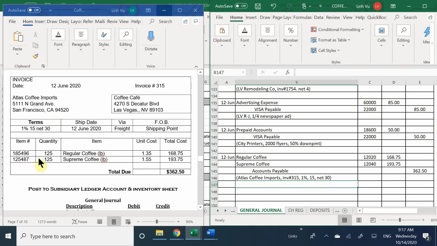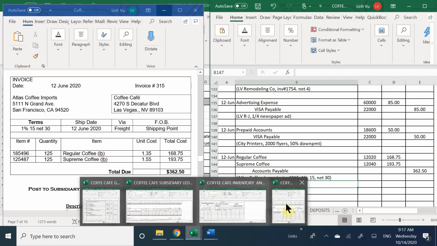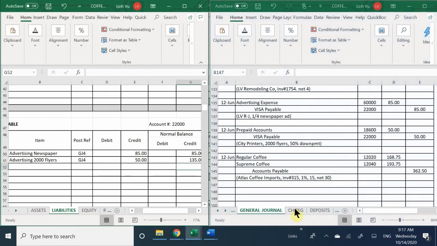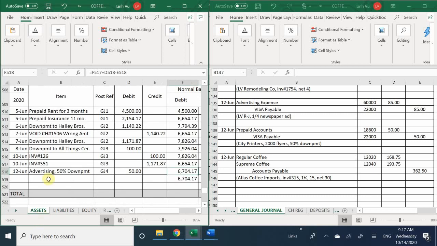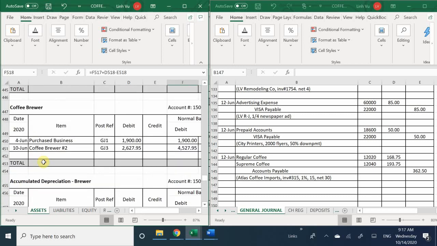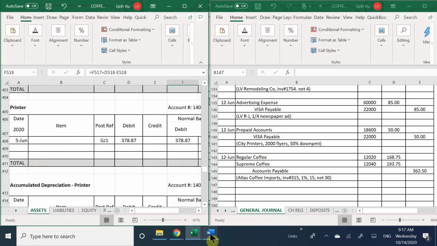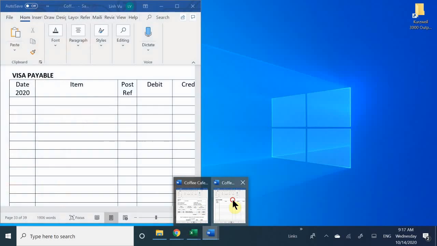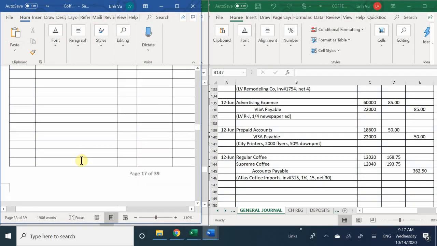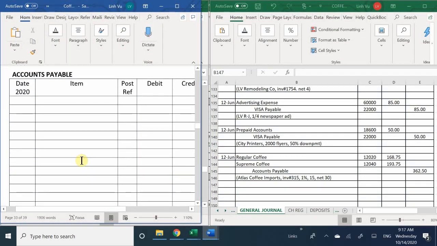So with this piece of information here, let's go ahead and journalize this and post it to our ledger. So here we have coffee. Our inventory items are going to be under assets, under inventory. So I believe this is page 7. I'll go ahead and confirm if this is page 7.